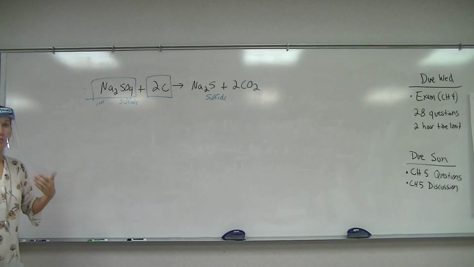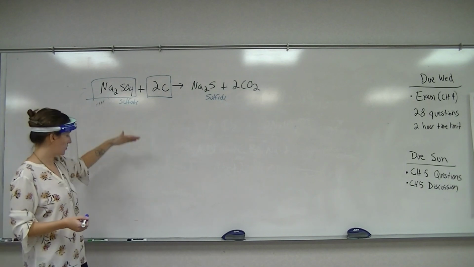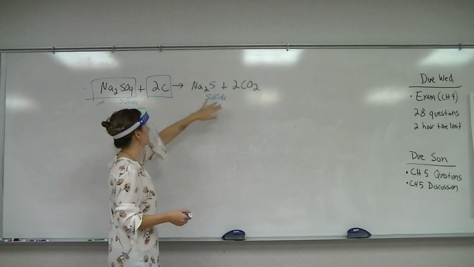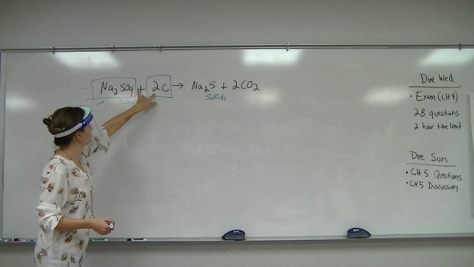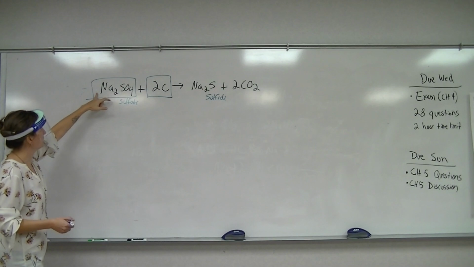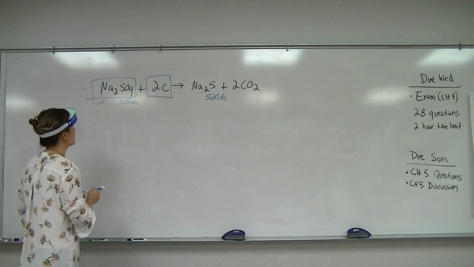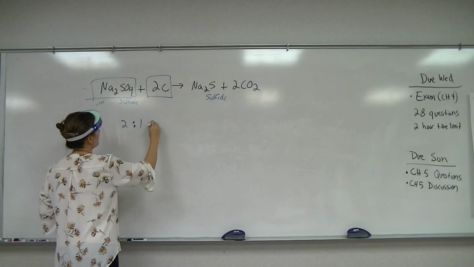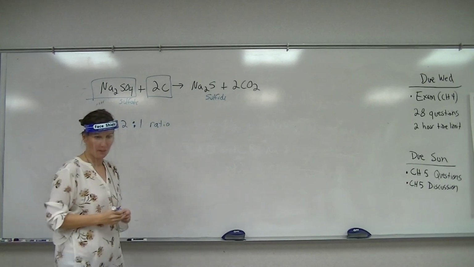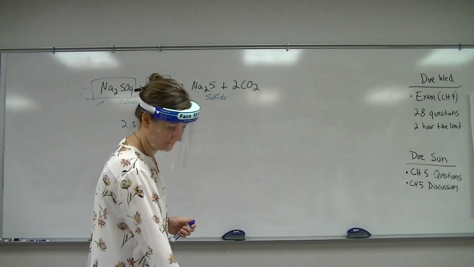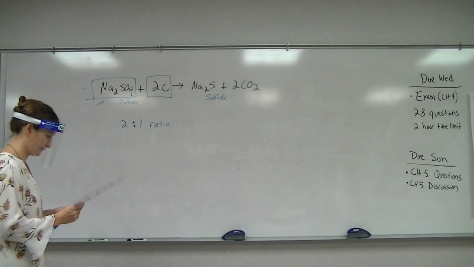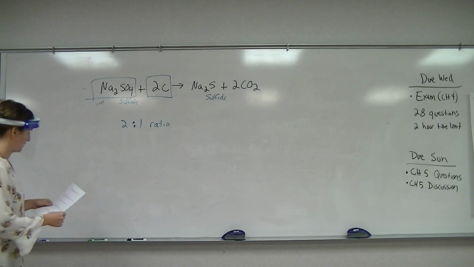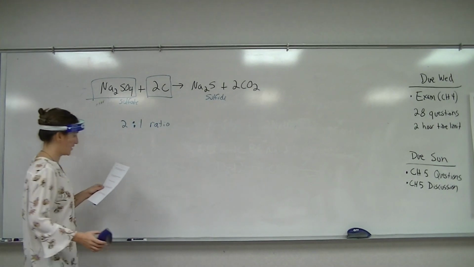So when it's asking for moles, remember, in a balanced chemical equation, the coefficients represent the number of moles. So we're comparing the coefficients of carbon to the coefficient in front of sodium sulfate. So that is a 2-to-1 ratio. So that's a pretty straightforward one. Let's move on to number 5.